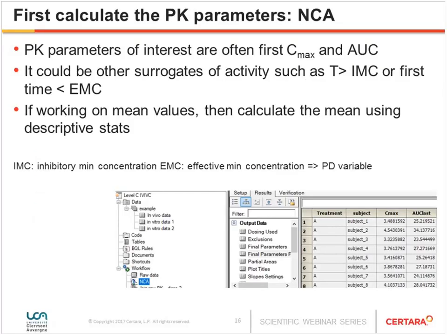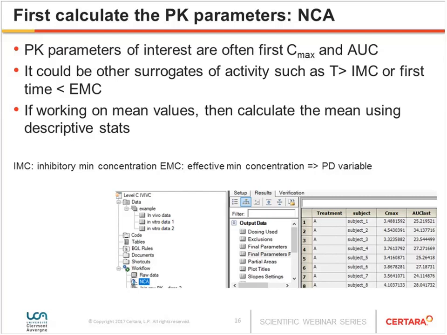Step by step, what are we going to do? We imagine here that your raw data plasma concentrations are in the right format, and that it's quite easy to see. Now you have to calculate all the PK parameters of interest. And often first you are going to calculate Cmax and AUC because they are the two bioequivalence and bioavailability parameters.